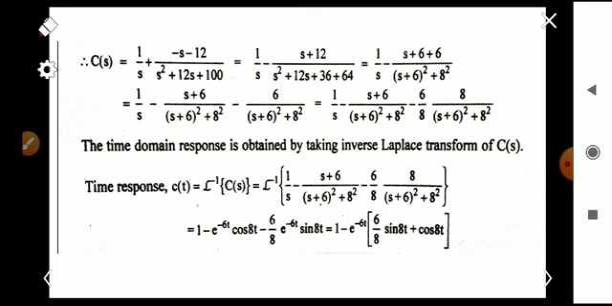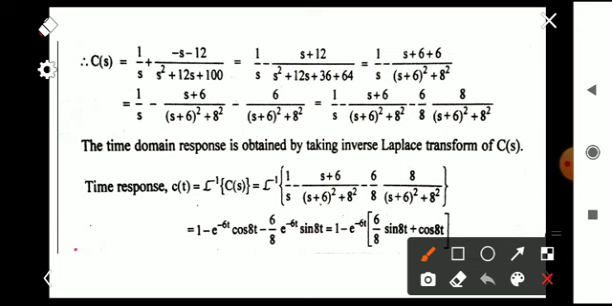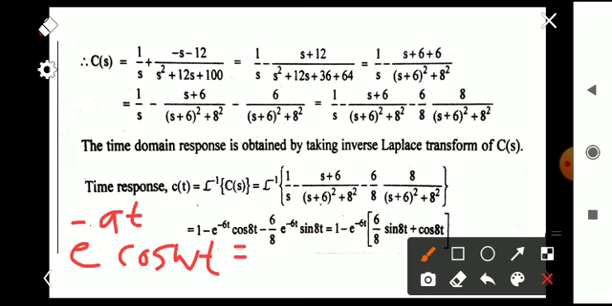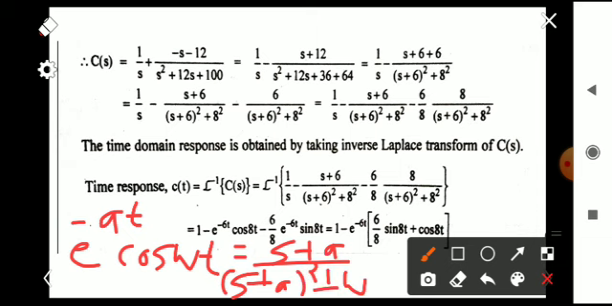e raised to minus 6t cos 8t will be the corresponding Laplace inverse, because we know that the Laplace transform of e raised to minus at cos omega t will be (s plus a) divided by (s plus a) whole square plus omega square. By using this equation, we can take the Laplace inverse very easily.